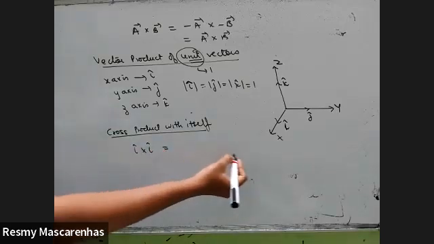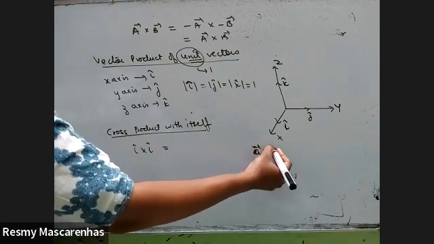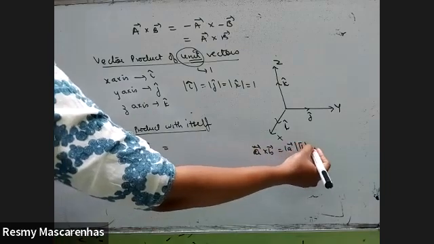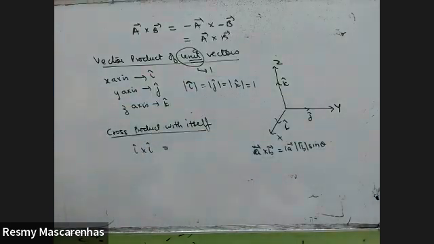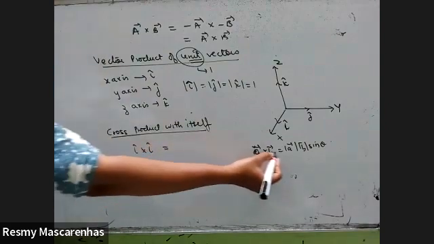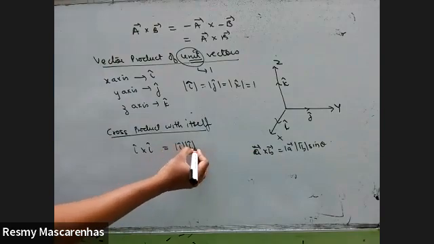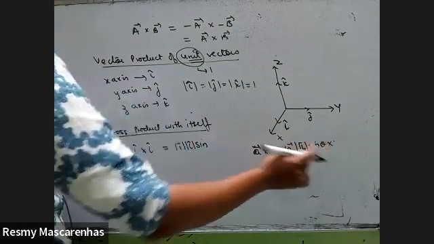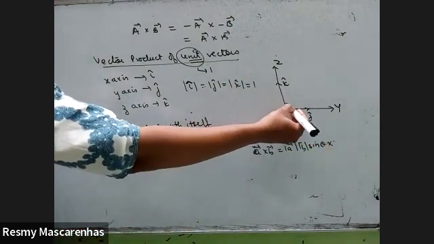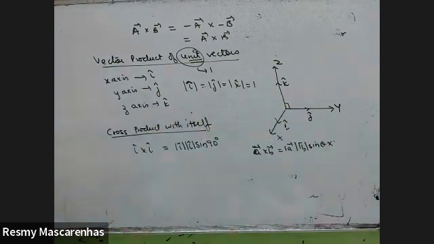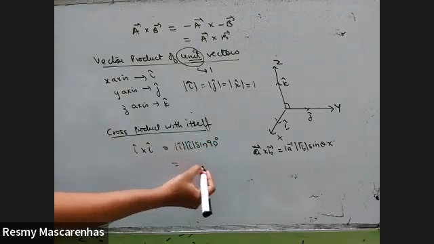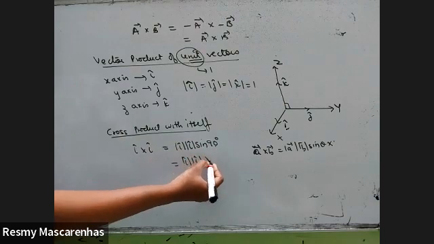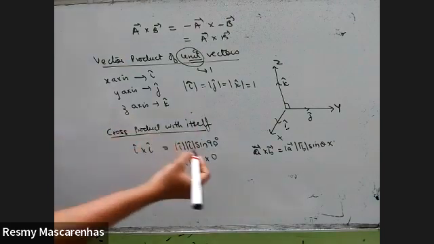So we'll just apply the formula. Magnitude of i cap, magnitude of i cap, into sine theta. Now what is the angle between them? Always 90 degrees. So straight away sine 90 is 0, so straight away the answer will be 0.